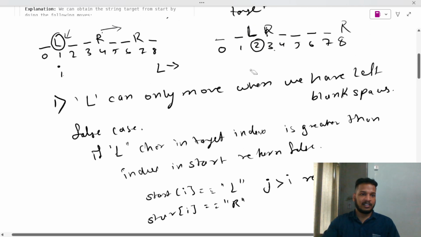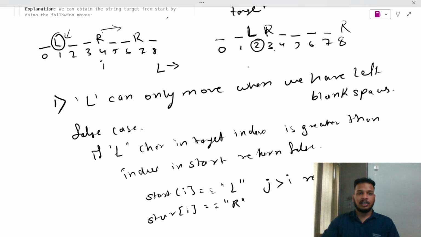Let's consider that. I is over here and J is over here. Now here, if you see, my target index of J is less than I. I is on the fourth index, and here the J is on the third index. So this is less than. So if my J is less than I, then also return false. J is less than I, that is also false.